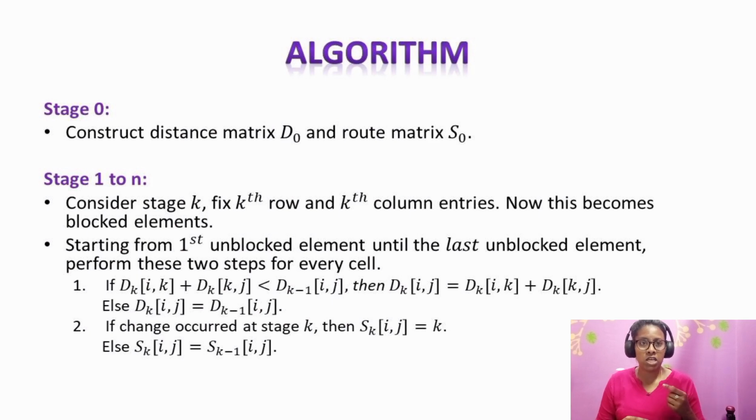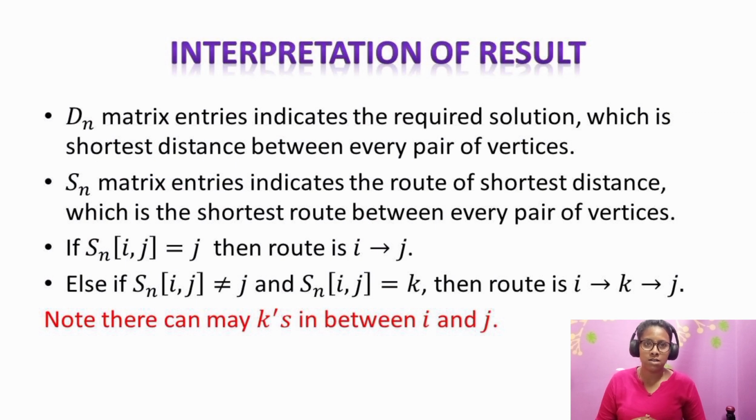If a change has occurred, that is, we have updated the distance in that particular kth stage, what do we do to the same cell in the root matrix? If the change occurred at stage k, then Sk of i comma j will be equal to k, else it remains. After applying the algorithm, how do we interpret the results?